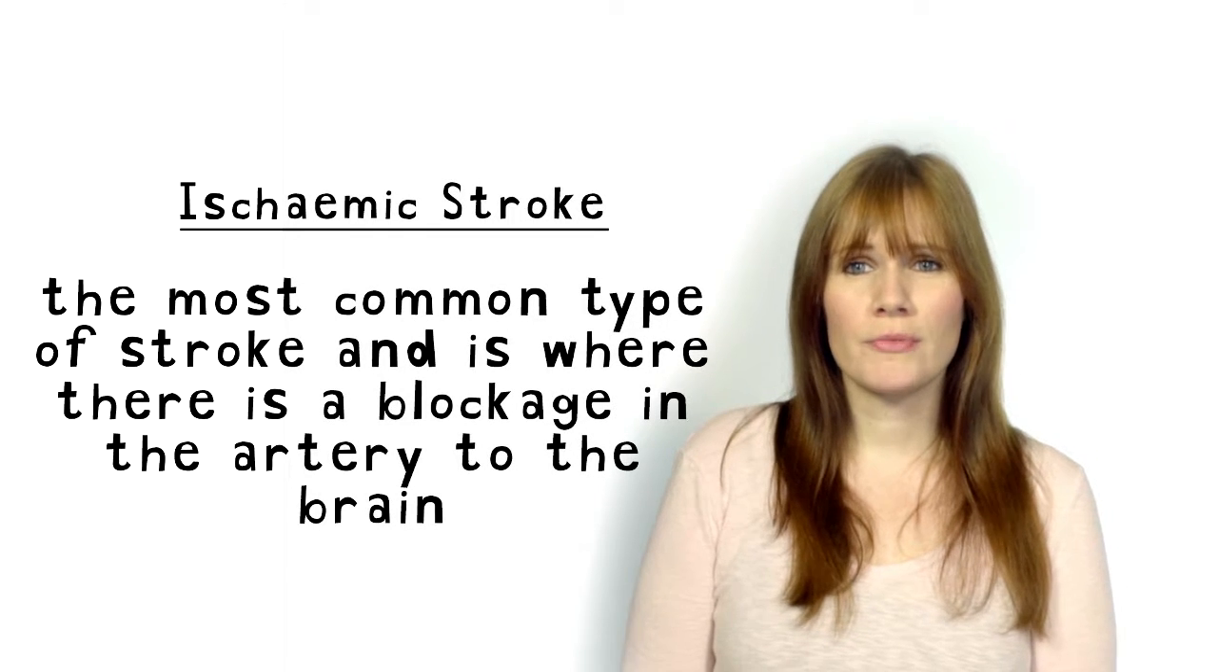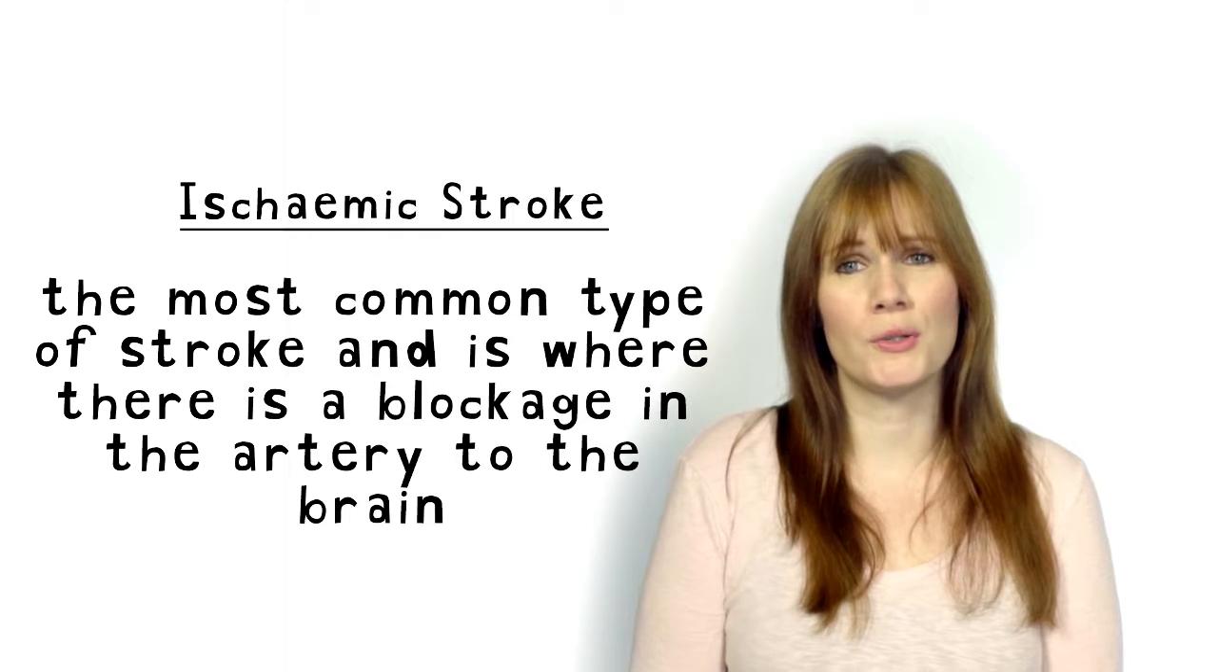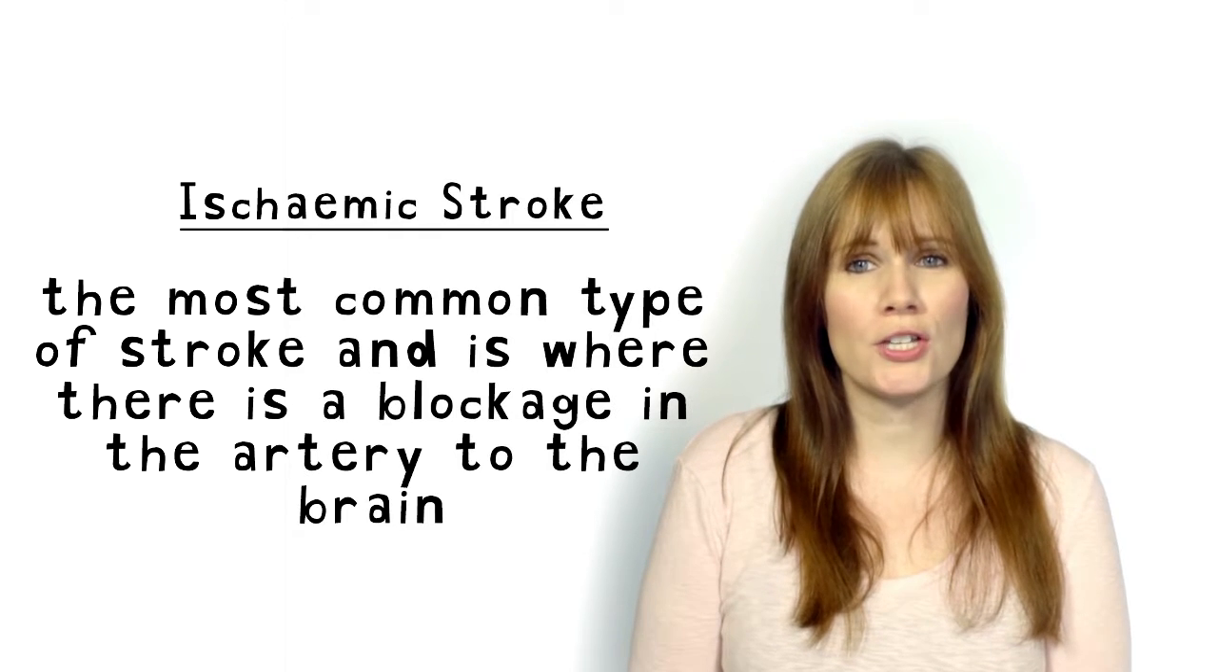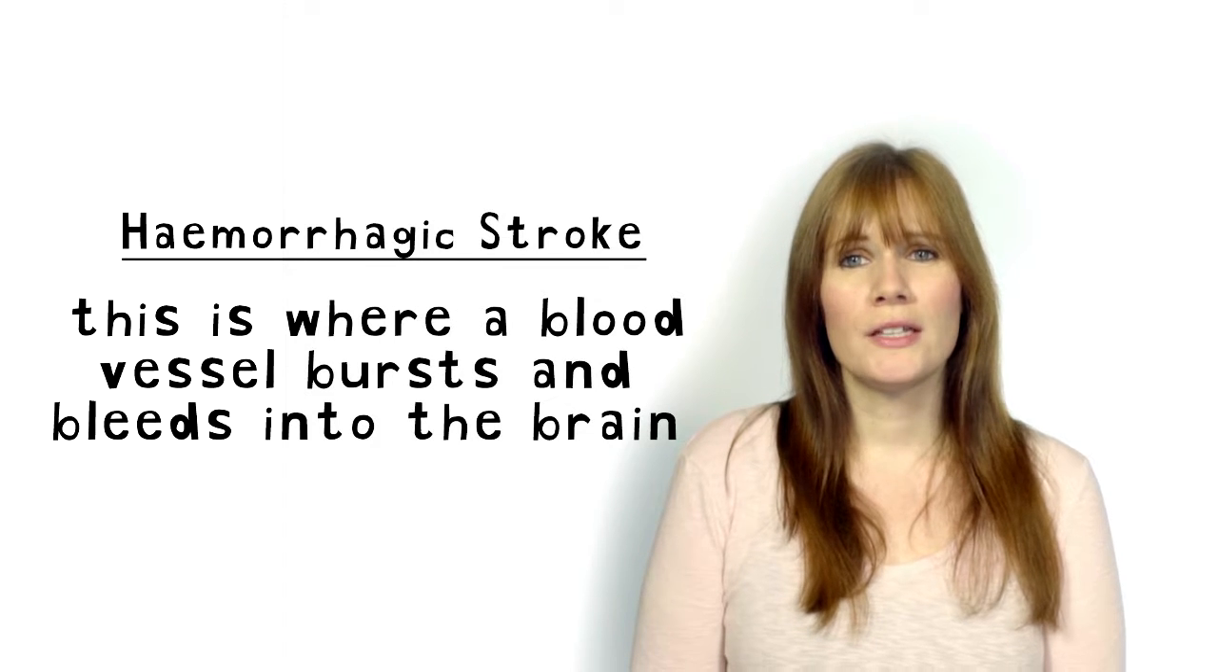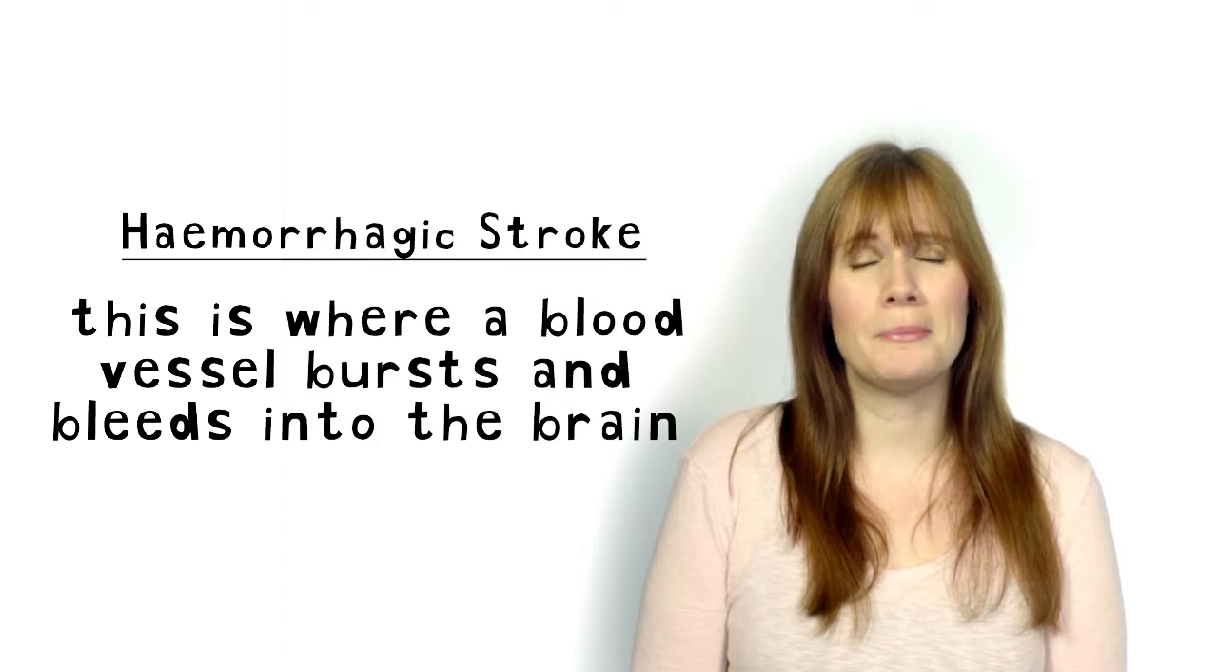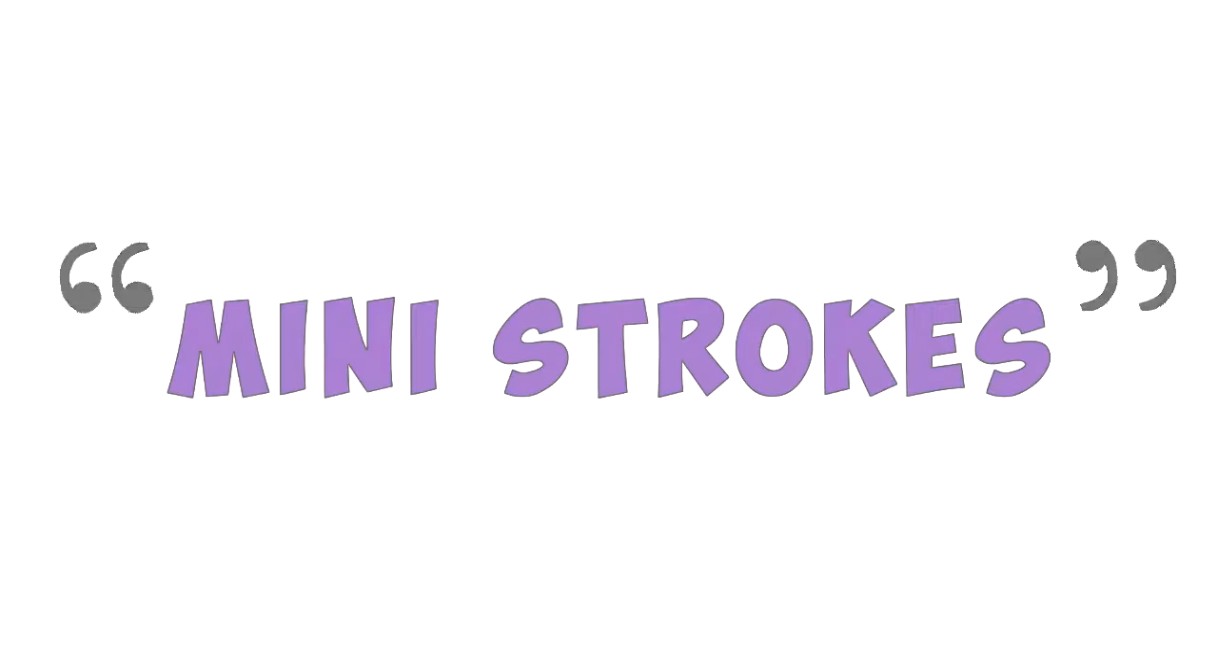Ischemic stroke. This is the most common type of stroke, and it's where there is a blockage in the artery to the brain. Hemorrhagic stroke. This is where a blood vessel bursts and bleeds into the brain. Mini strokes. We learnt that a mini stroke, also known as a TIA, or transient ischemic attack, is often a warning of a full stroke.